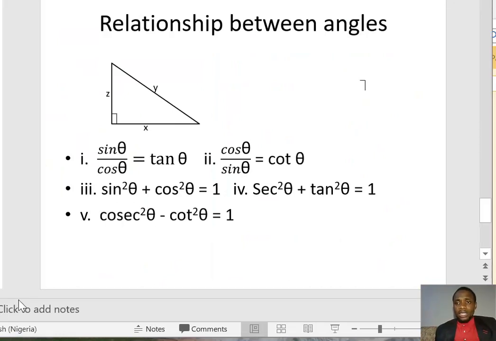In this aspect, we'll be looking at the relationship between angles. It will help you a lot, especially those who are dealing with A-level stuffs. Relationship between angles. We have that sine theta all over cos theta equals to tan theta. Let's check how we get that. Let's look at this diagram very well.